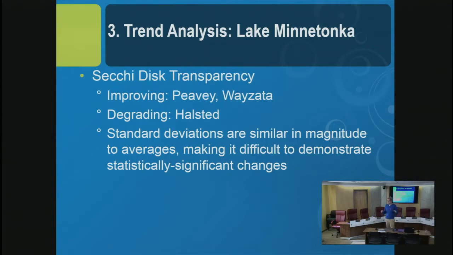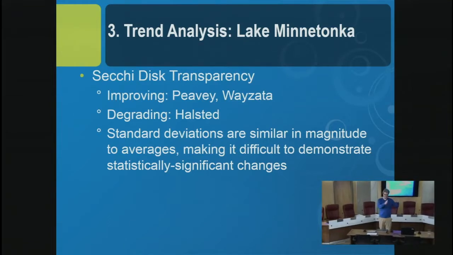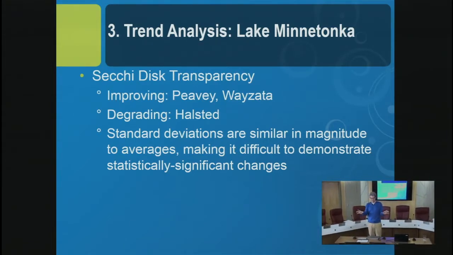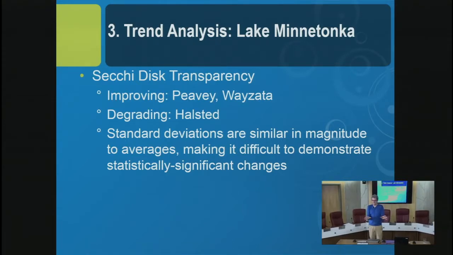So statistically, you're comparing these average values. It's like comparing 2 bell curves, and if they're really wide and fat, it's hard to tell a difference. It's just really difficult with Secchi disk transparency to detect changes.